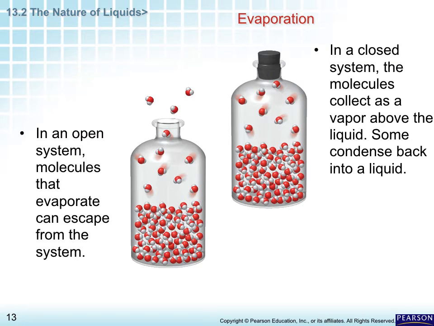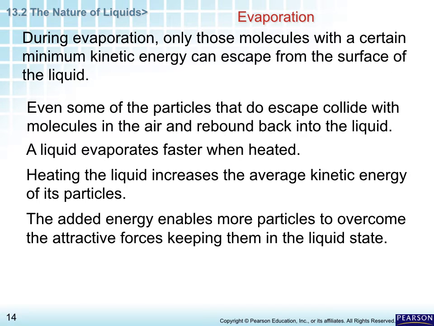In an open system, molecules that evaporate can escape from the system. In a closed system, the molecules collect as a vapor above the liquid. Some condense back into the liquid. During evaporation, only those molecules with certain kinetic energy can escape from the surface of the liquid. Even some of the particles that do escape collide with molecules in the air and rebound back into the liquid.